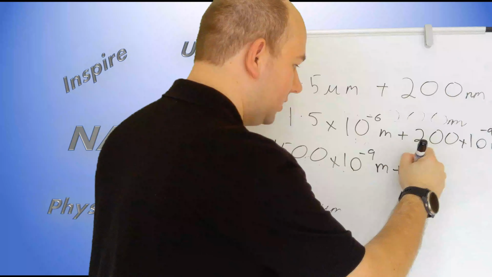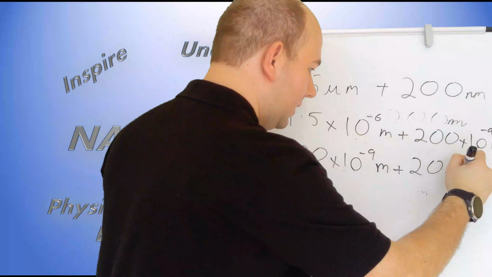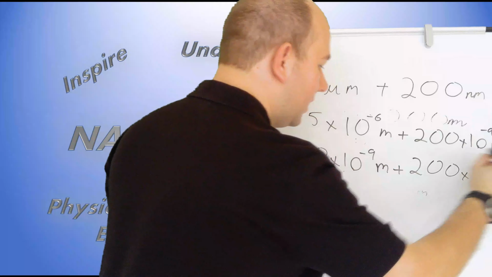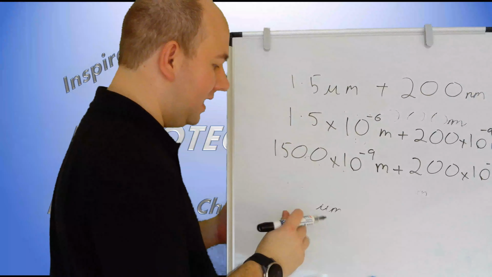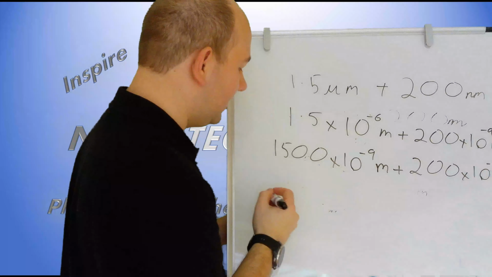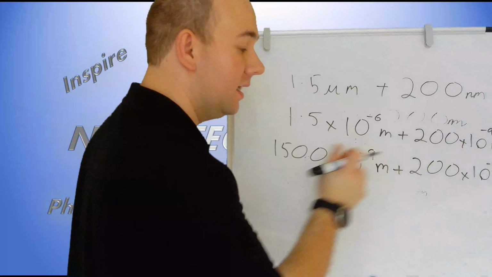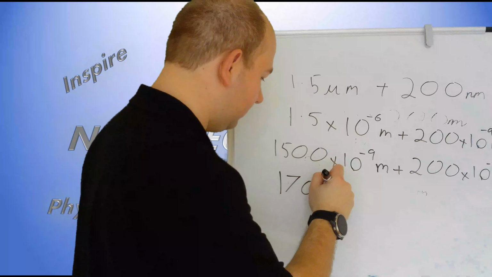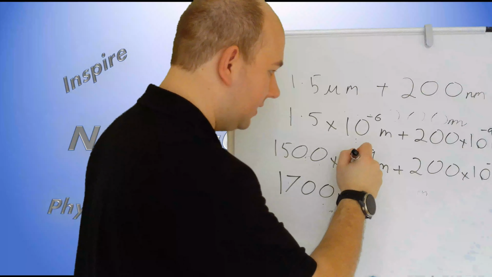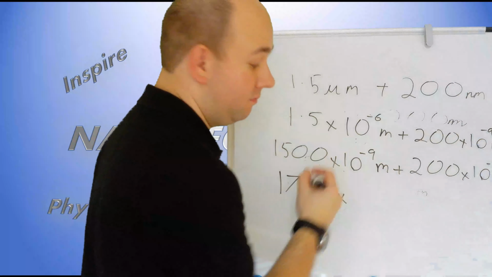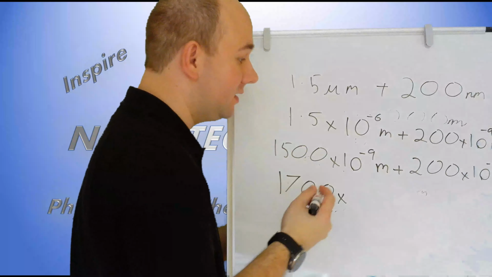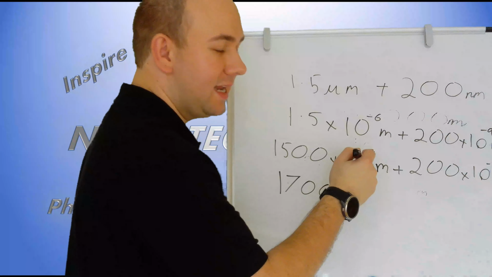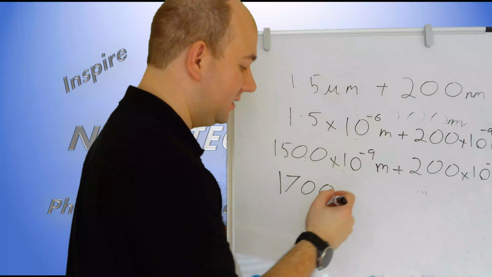I'm going to add that to the 200 times 10 to the minus 9 meters. So the meters stays the same. We can now add these two together. So we take the numbers, we add those together. So that's 1,700. This stays the same because we converted. This is effectively units. So we're just replacing from the previous board the nano with times 10 to the minus 9.